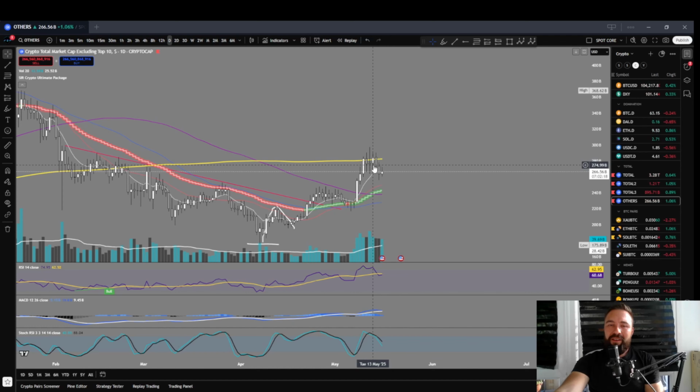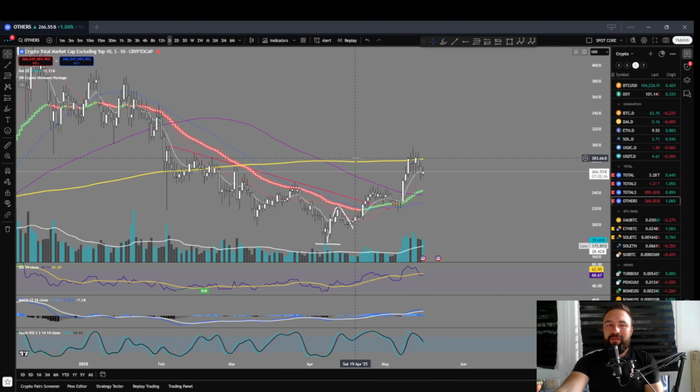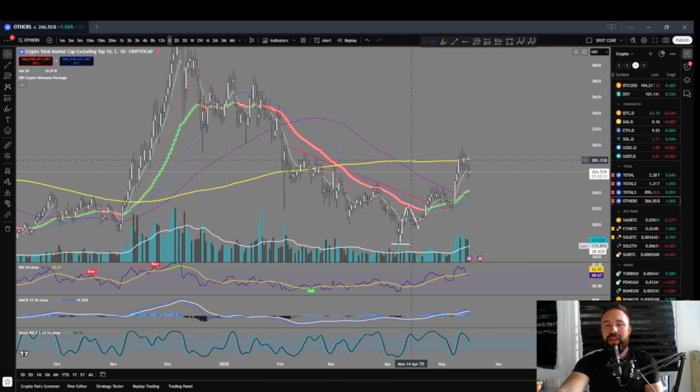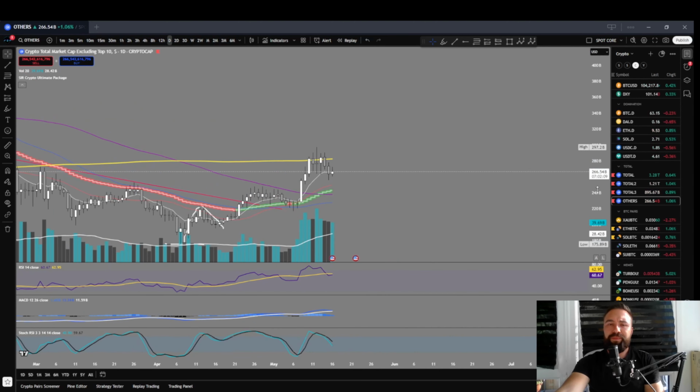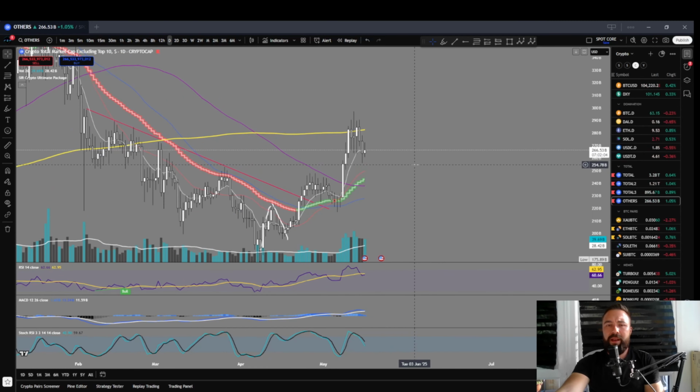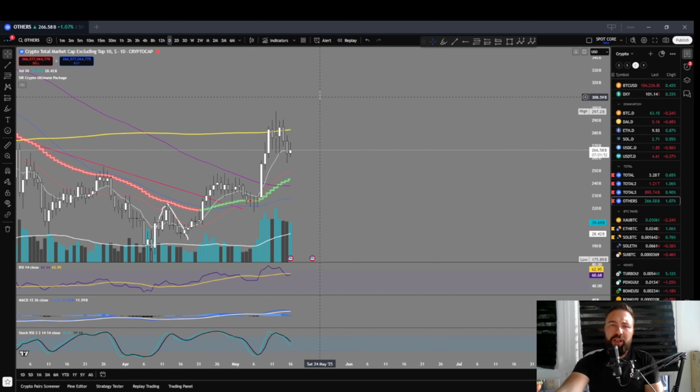So far you can see we did reject quite a few times. We also have the resistance here at 281 billion. What you want to see is some sort of momentum. So I expect we might even drop to roughly 250 billion before we get any sort of power to potentially go higher, okay? I expect something like this, and then maybe try to break that 200 MA.